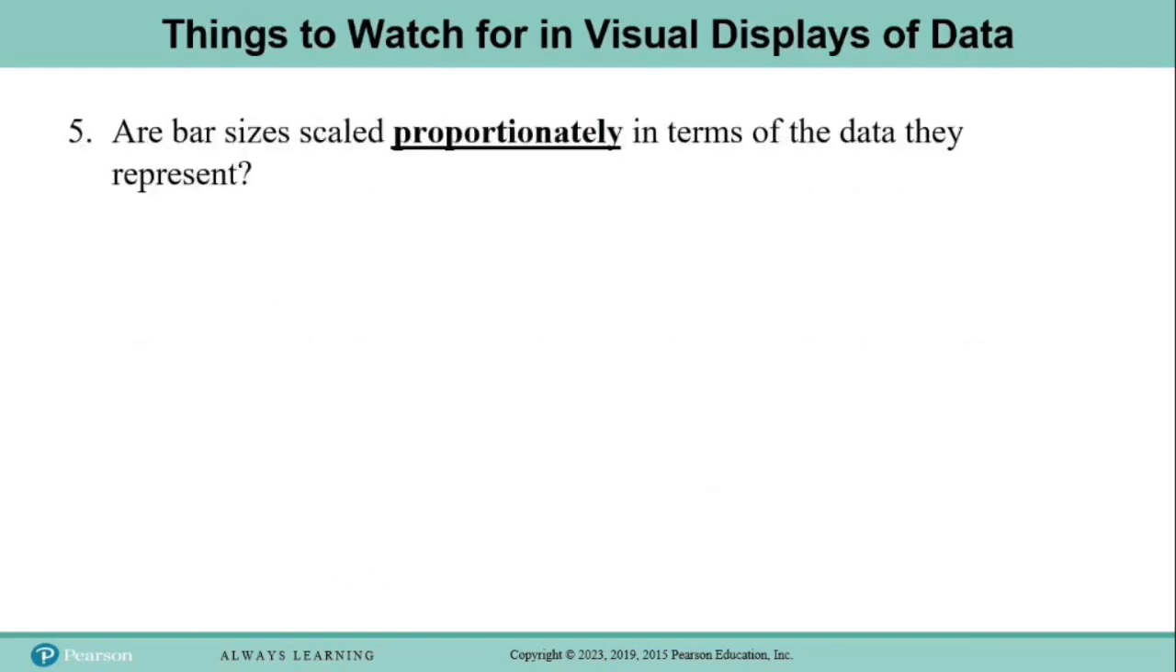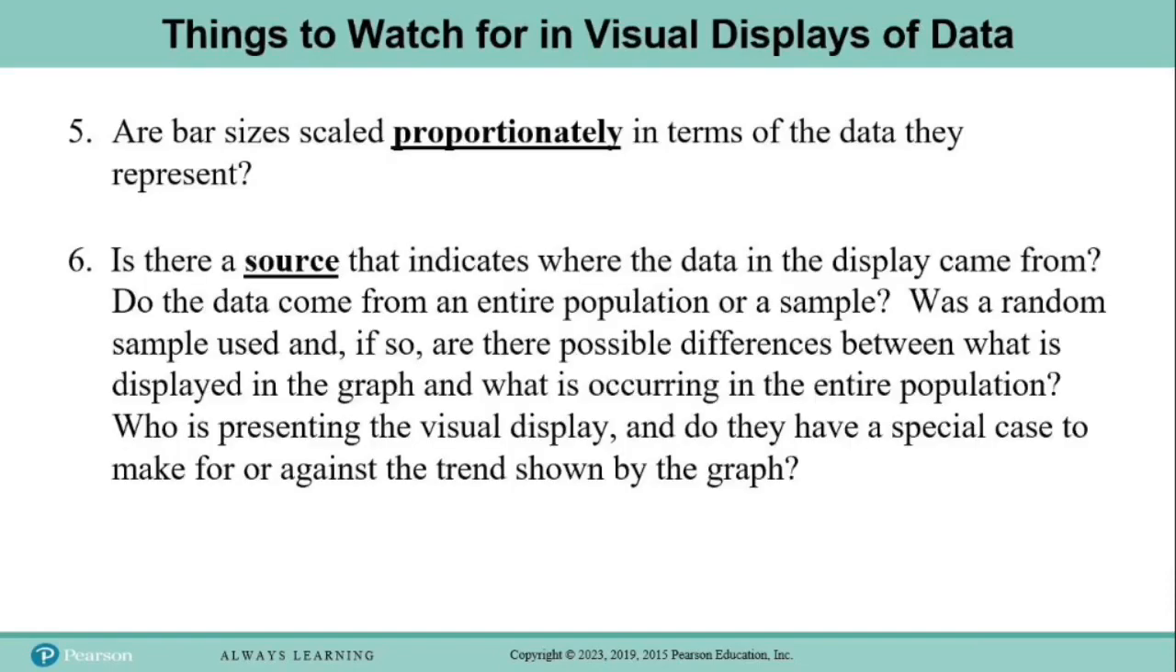Alright, a couple more things to look out for. Are bar sizes scaled proportionately in terms of the data they represent? Remember when we drew our histogram we said try to get the bars about the same width. That's because all the classes are the same width, therefore the bars should be the same width. If they're not, it can mess with your visual perception and make you think that the class is bigger than it really is. And then finally, is there a source that indicates where the data in the display came from? Did they maybe make it up, or does the original data maybe not really say what they thought it said? Do the data come from an entire population or a sample?